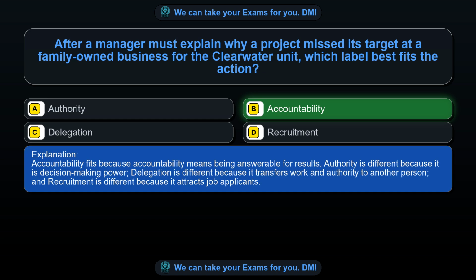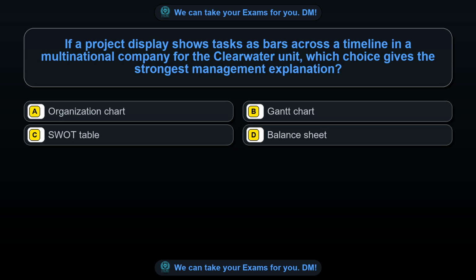Accountability fits because accountability means being answerable for results. Authority is different because it is decision-making power. Delegation is different because it transfers work and authority to another person, and recruitment is different because it attracts job applicants.